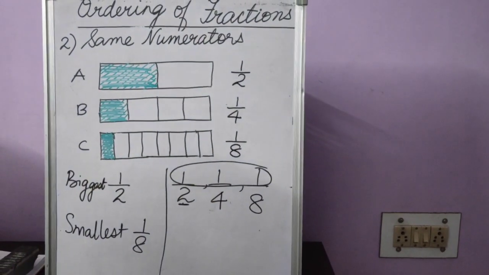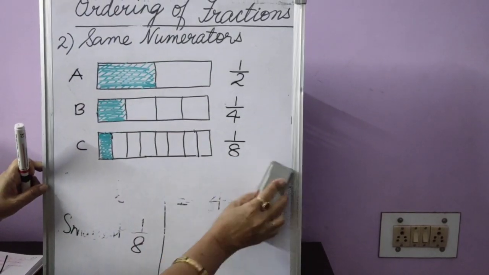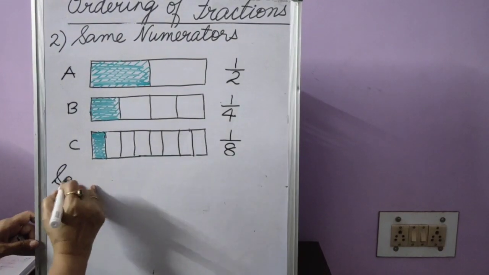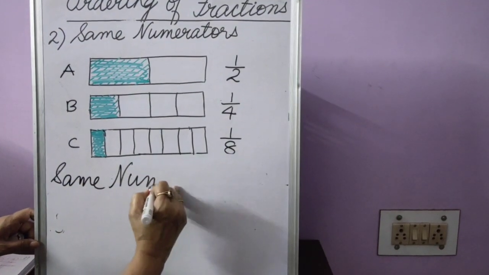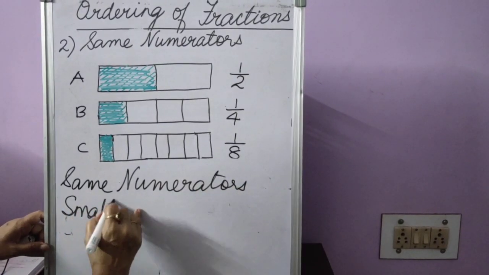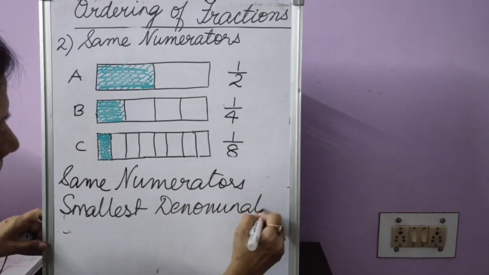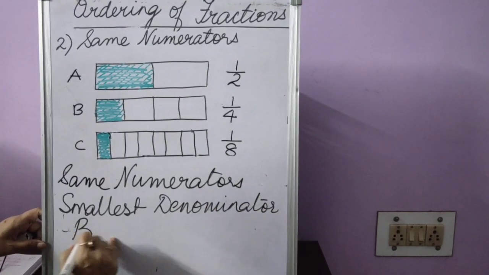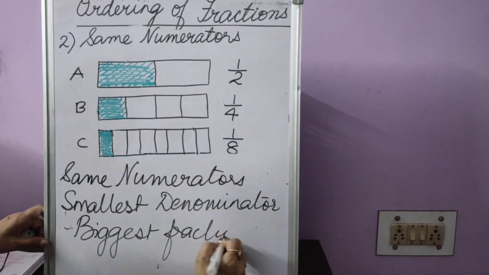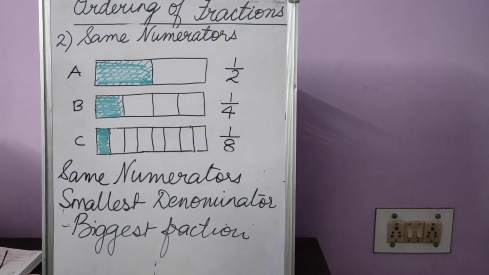So this is rule number 2, that when you have the same numerators, see all numerators are same. When you have the same numerators, then your smallest denominator is the biggest fraction. And of course, the biggest denominator is the smallest fraction.